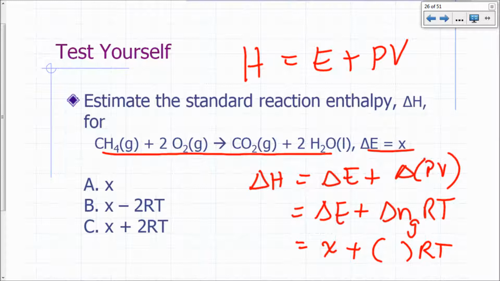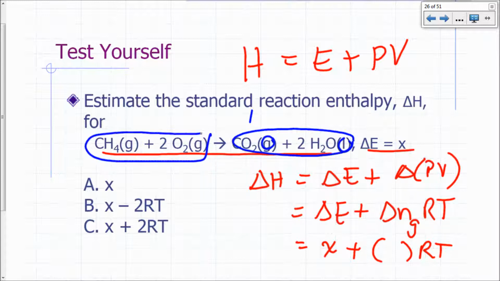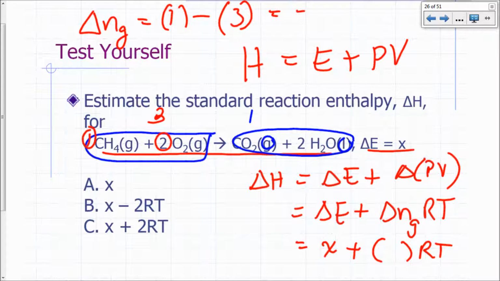What's our delta N gas? How many moles of gaseous products do you have? What's the coefficient of CO2 gas? 1, right? Water is a liquid, so you don't count that. So 1 mole on the product side. How many moles of gas do you have on the reactant side? You have 1 mole of methane gas, 1 mole of CH4, 2 moles of O2. So that's 3, right? So our delta N gas is equal to 1 on the product side and 3 on the reactant side, which is -2. So that's going to be -2 RT.